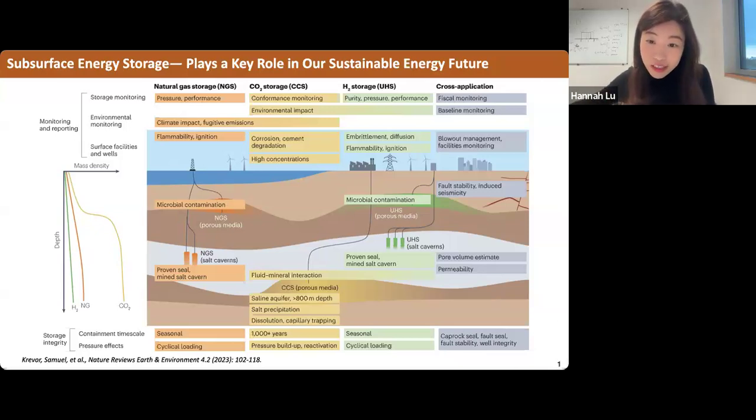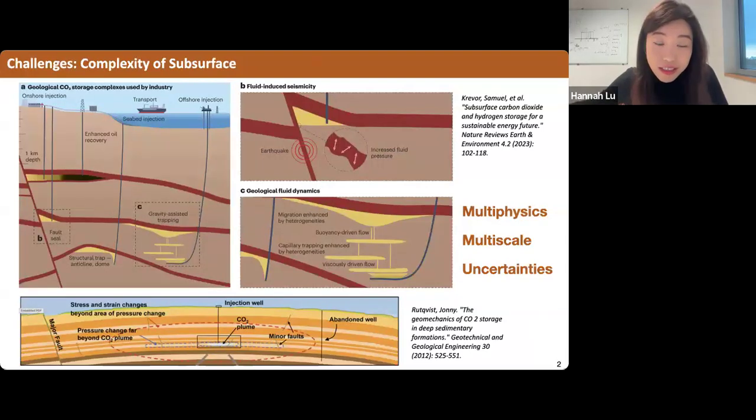This is a Nature Review article summarizing the challenges to be addressed for large energy storage of different purposes. The subsurface operation is always related to some environmental safety problems, because injection will increase pore pressure and may bring geomechanical changes in critical zones and trigger seismicity. So the subsurface is a very complex system. We all know about that. Let's take CO2 storage as an example.